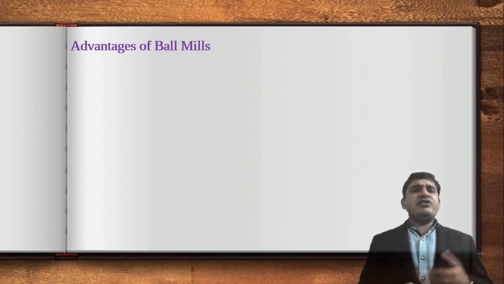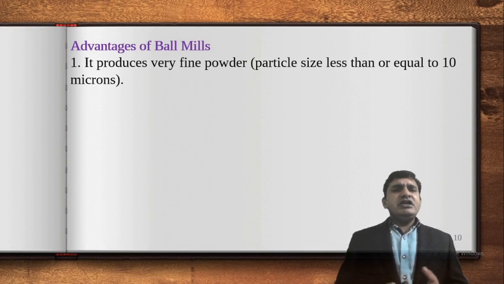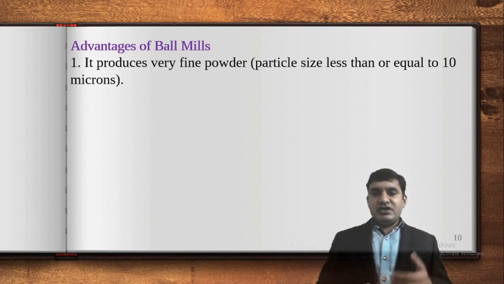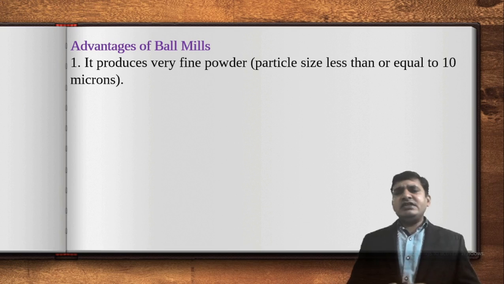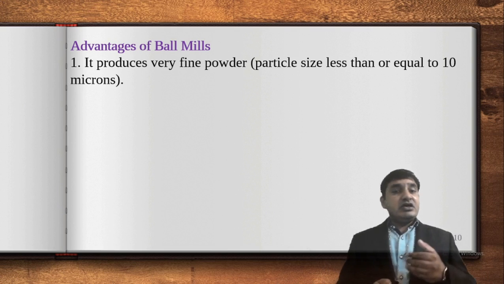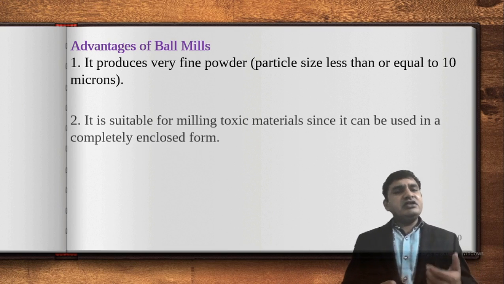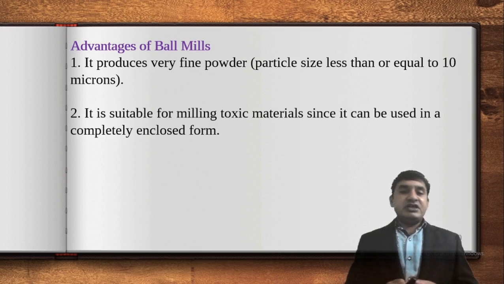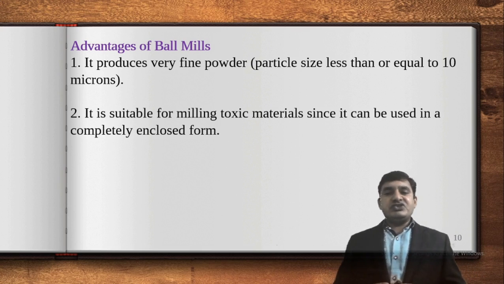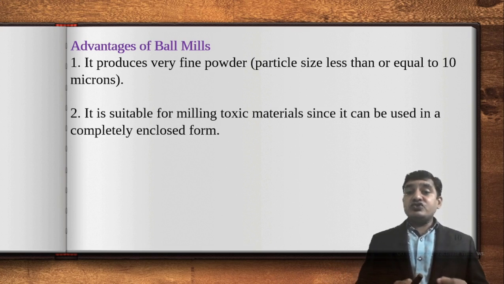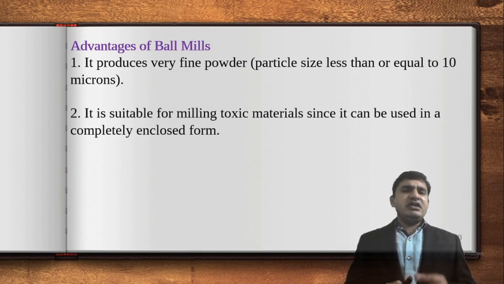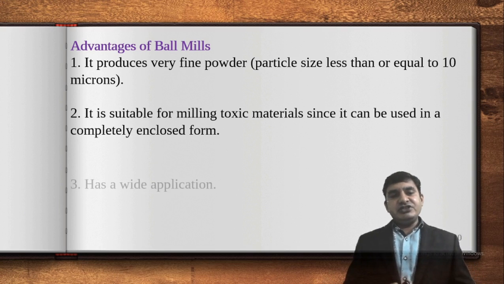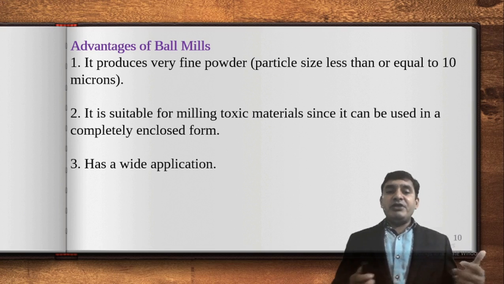Now, the advantages of ball mills. It produces very fine powder, with particle size less than or equal to 10 microns, and it can also be used to produce nanoparticles. Then it is suitable for mixing toxic materials, since it can be used in a completely enclosed form. So toxic materials can be synthesized using this method, which has wide application.